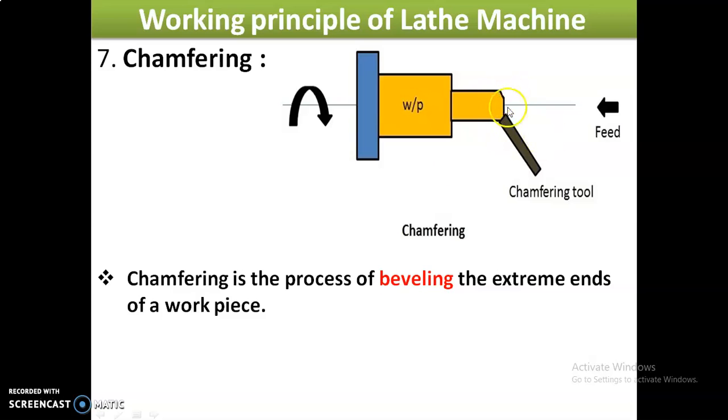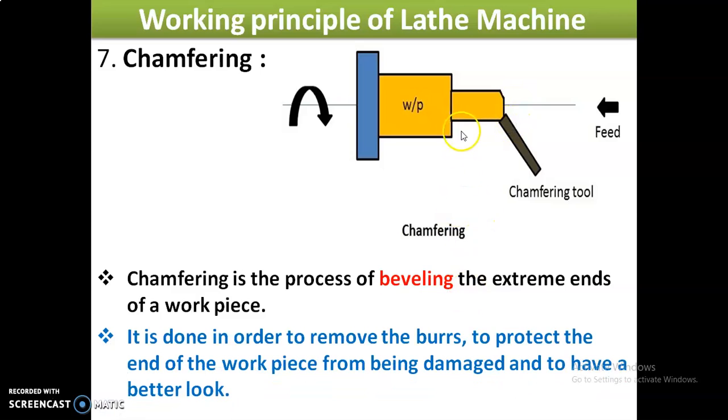What is chamfering? Chamfering is the process of beveling the extreme ends of the workpiece. It is done in order to remove the burrs, to protect the end of the workpiece from being damaged, and to have a better look. So for a better look and to protect the end of the workpiece from being damaged, we do the chamfering operation. This is a chamfering shape or beveling shape. This is about the chamfering operation.